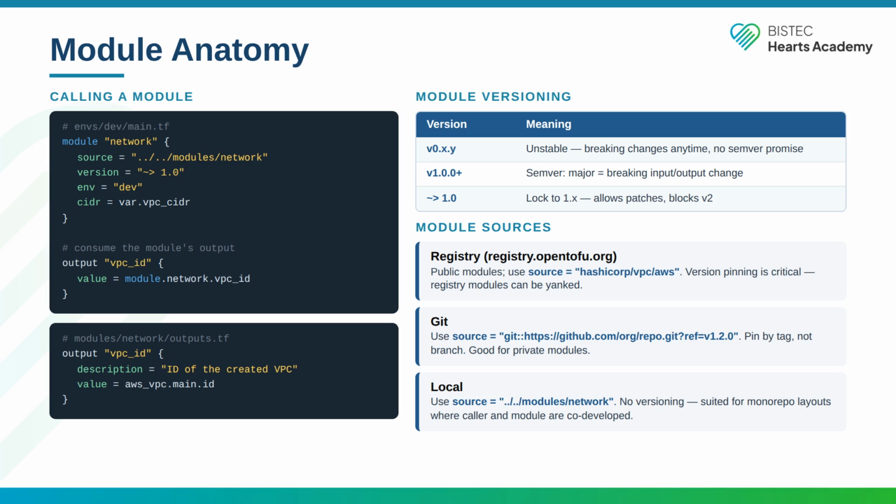Module sources can be a local path for development, a Git URL with a version reference for team-shared modules, or the public registry. For today's lab, we use local paths. For production team modules, Git with pinned version references is the standard. A module with 40 inputs is almost always a sign it covers two separate concerns. Keep modules small, single-purpose, and with minimal stable APIs.